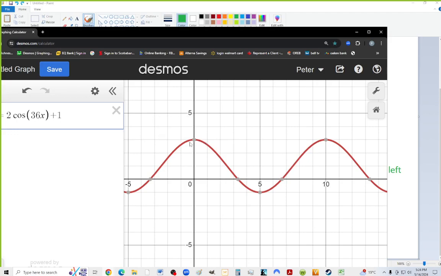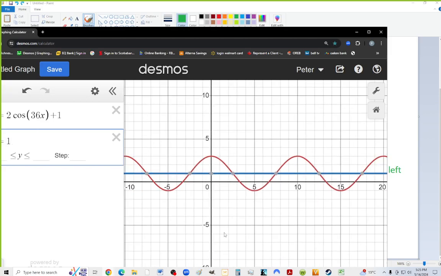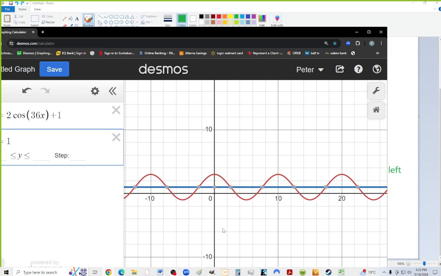Here's the beginning. Here's the end. Is that period 10 seconds long? Yes. Okay, let's see if our max is 3 and our min is -1. Yes. Let's see if our axis is at 1. What would I type in for an axis at 1? You would type in y equals 1. Very good. And it looks like it's right in the middle of that curve, doesn't it? Yes. I think we got it.